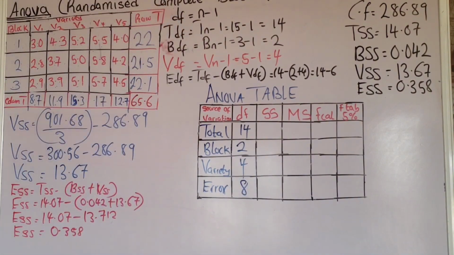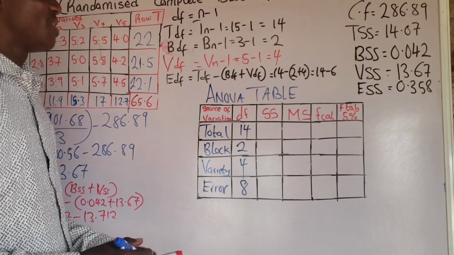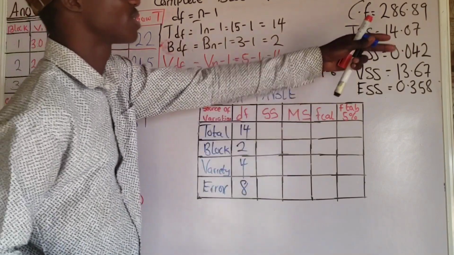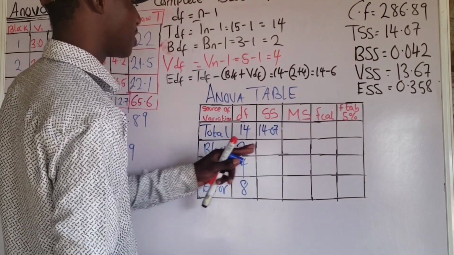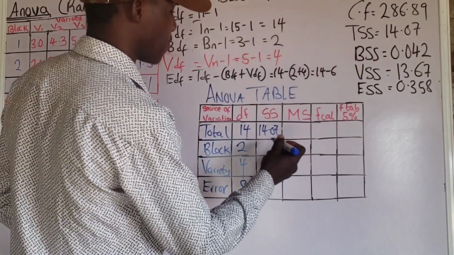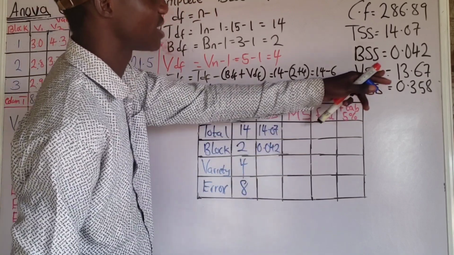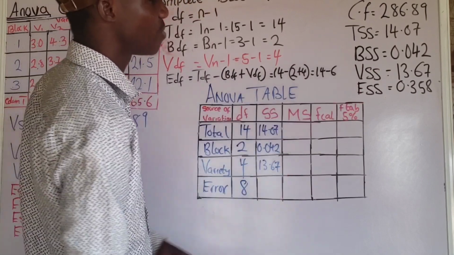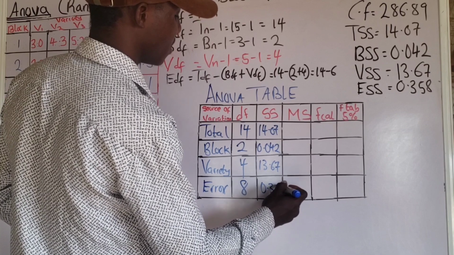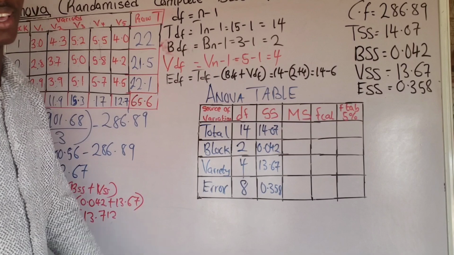Without wasting our time, let's fill the sum of square. The total sum of square that we calculated is 14.07. The block sum of square is 0.042. The variety sum of square is 13.67. The error sum of square is 0.358. Do you understand?